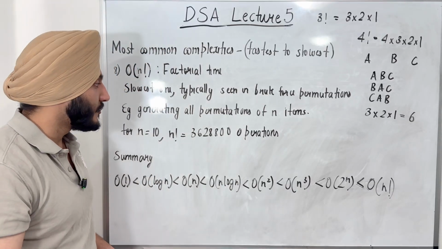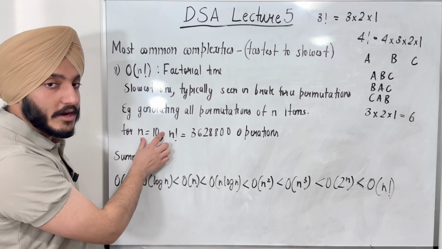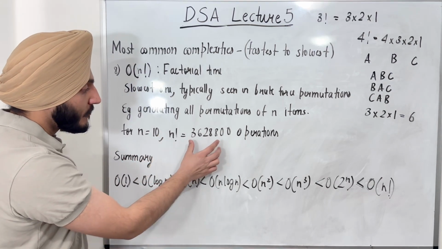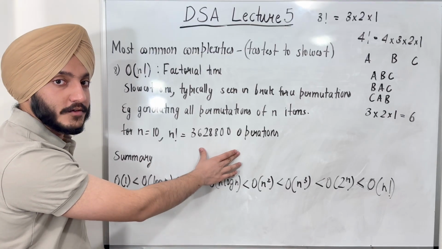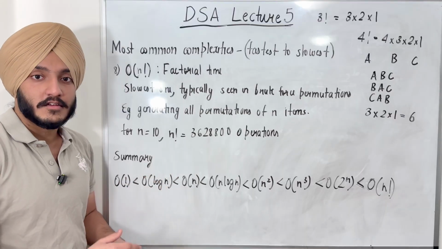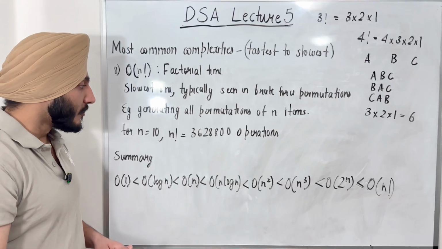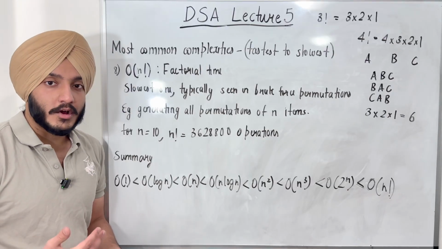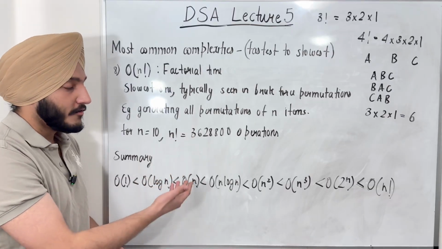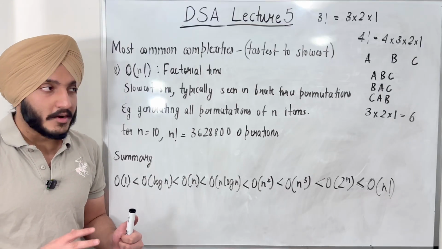Now think about generating permutations of n items. Let's say you're asked to generate permutations for 10 different items. That would mean n factorial, this many operations, and that's a lot. That is why this is the slowest one, and the worst possible time we can have for an algorithm. We will look at an example of factorial time as well, but one very general example would be generating all permutations. So that's pretty much it for this lecture.